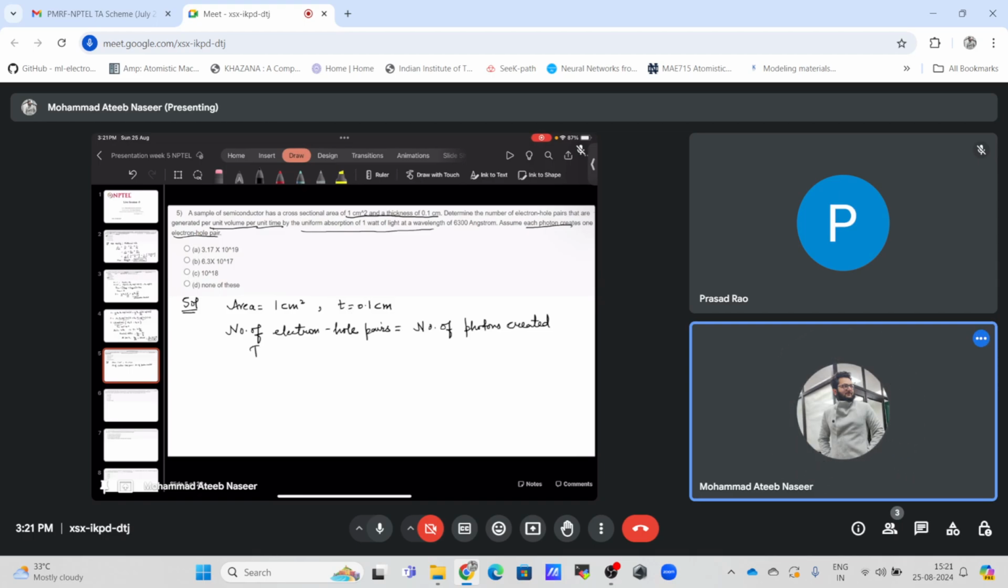So the power is given to be equal to 1 watt. Also the wavelength of this light is given to be equal to 6300 angstroms, which is 6.3 into 10 to the power of minus 7 meters. Yes, it's correct, because 1 angstrom is 10 to the power of minus 10 meter. So from this we can find the energy of one photon, E is equal to h nu.